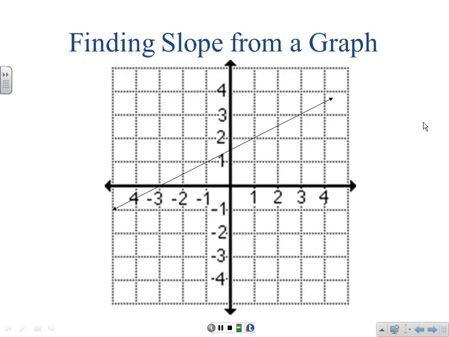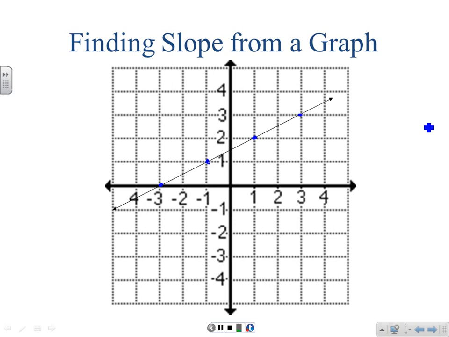Alright, what if I give you a graph? Could you find the slope of the line on the graph? Well, what you need is 2 points. In order to find slope, you've always got to have 2 points. So there are plenty of points on this line. There's one, there's one, there's one, and there's one.